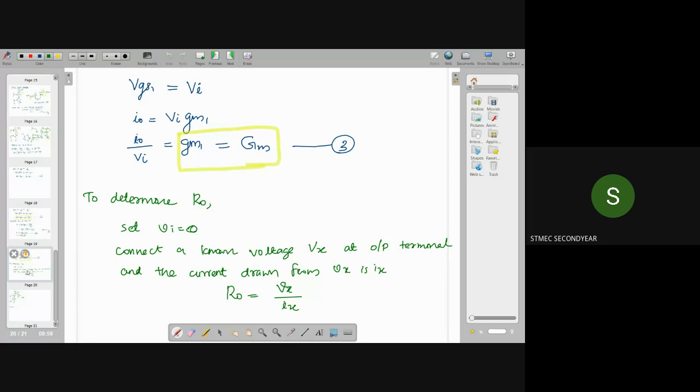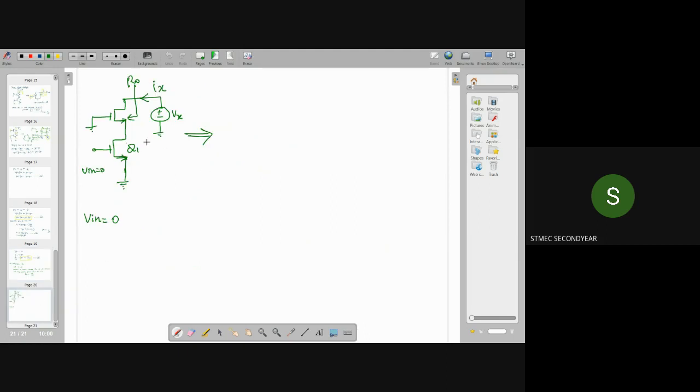So Ro is equal to Vx by Ix. So what we have told is, we have to connect a test voltage at the output terminal. So for that we are setting up this circuit. This is the cascode configuration, and here we have to set the input voltage equal to 0. Here we are applying the input voltage, so we are setting the input voltage equal to 0. And next we are applying a test voltage here. This is my output terminal.